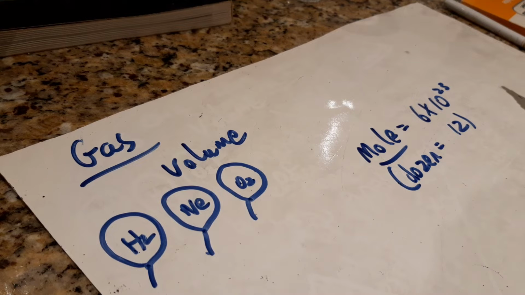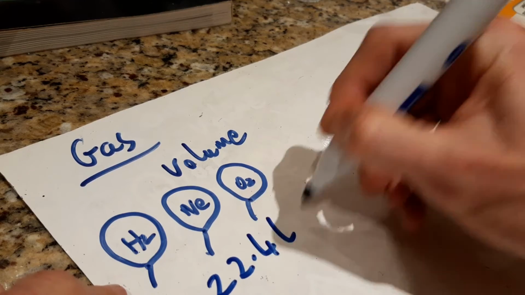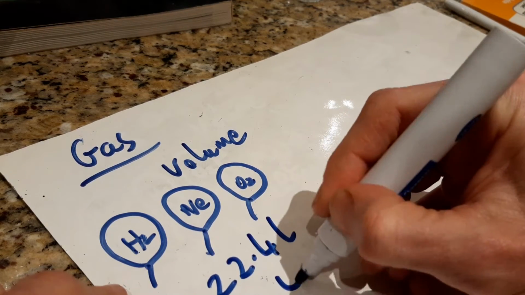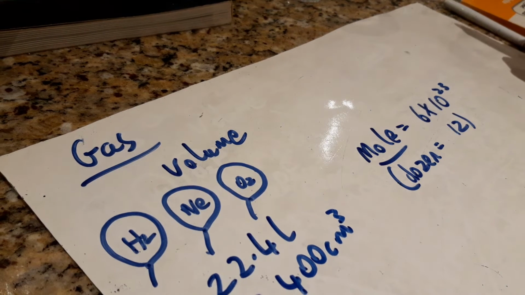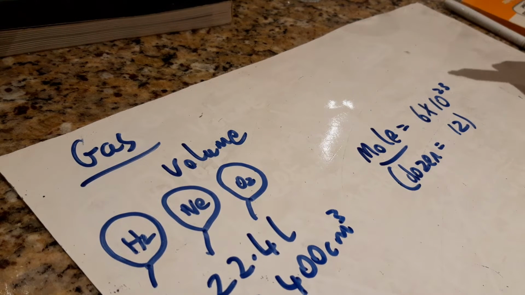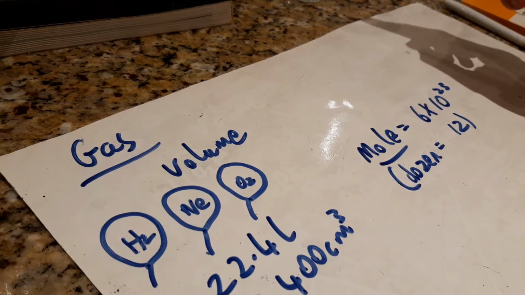So it makes sense then to ask the question, well, what volume of balloon would we have to have this amount of particles? And it turns out we know the answer to that. The answer is 22.4 litres, which we sometimes write as 22,400 centimetres cubed. Okay, so this is really, really important, because what this means is that we can change from volume into amount of particles now. That's really, really easy to do.